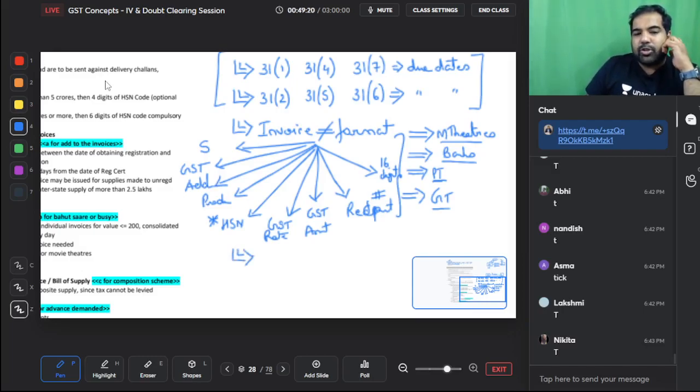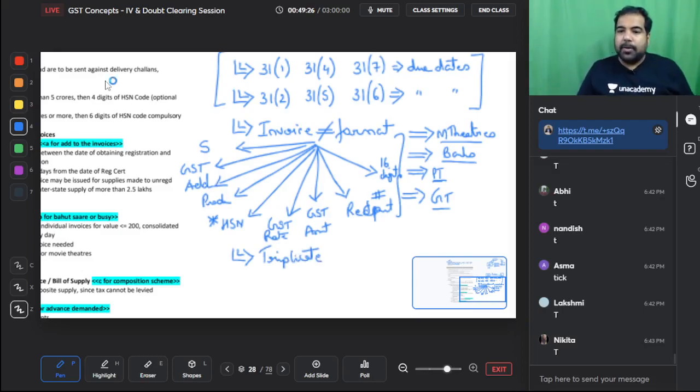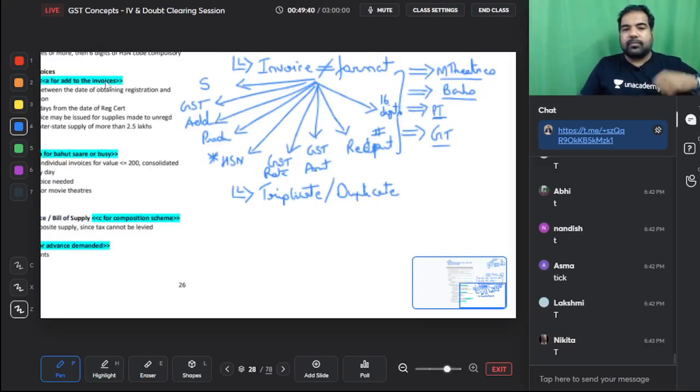Guys, the invoice has to be issued in triplicate. Why triplicate? One copy you will keep. Original you will give to the customer because customer is king. Duplicate you will give to the transporter, and one you will keep. Triplicate. But if it's a service, then duplicate, because you don't need a transporter in that case. So you will issue it in duplicate. Next.